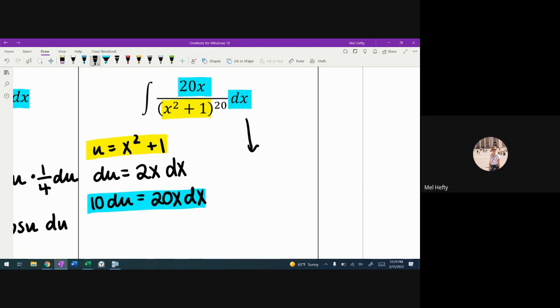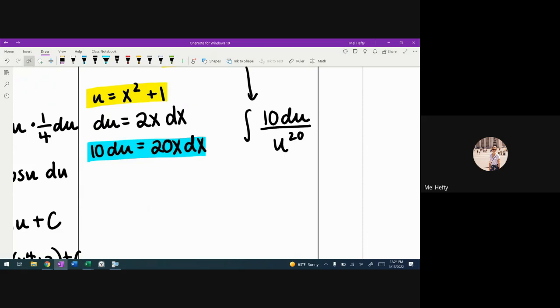All right, let's substitute and see what that's going to look like. I'm going to go ahead and put my 10 du on the top and my u to the 20th on the bottom. That looks a little creepy, though.